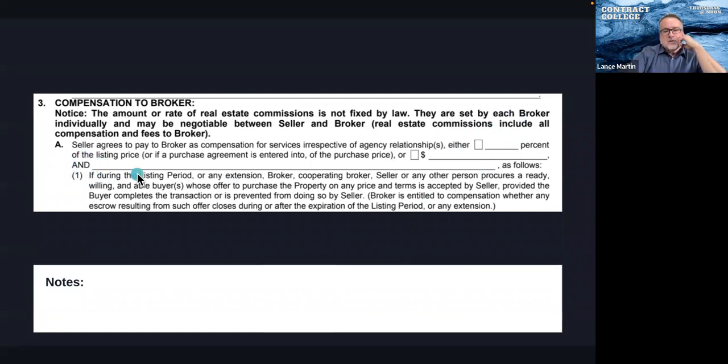The "and" is potentially additional compensation. Most of the time, this line is going to be blank. All right. Are there some, well, when would it be full? I'll tell you, I did one a long time ago. I think I've only done this once in my entire career.